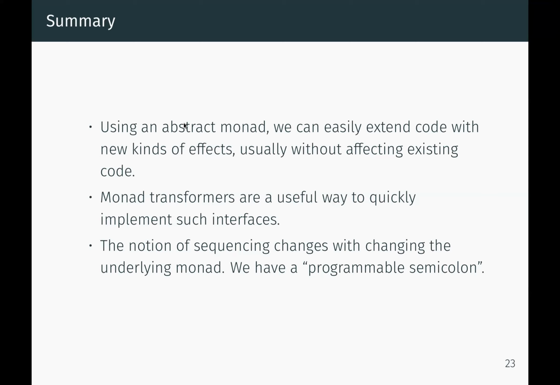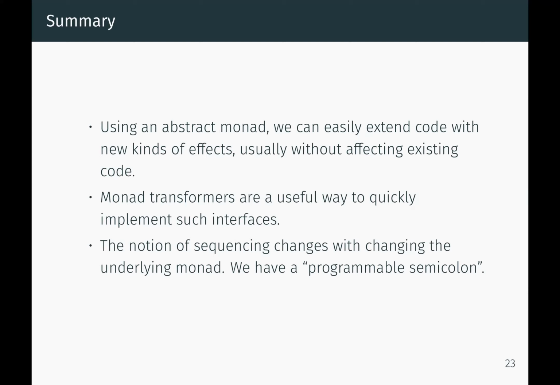Okay, so basically the summary up to this point is that by using this abstract monad, abstract in the sense that we didn't export the implementation or even the constructors of eval, we only had the fact that it was a monad with these additional functions like division by 0 error. And that allows us to extend code with new kinds of effects without affecting much of our existing code. Then we saw how easy it is using these monad transformers to add the features we need.